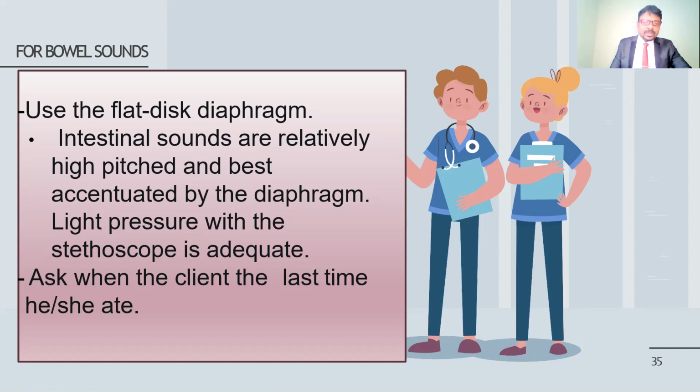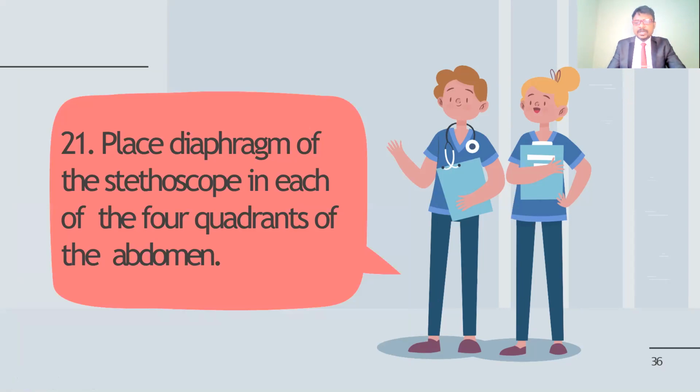Ask the client when he or she last ate food. It may alter the bowel movement or bowel sound depending upon the intake of food. That's why we have to know when they had the last meal, snack, or whatever food they had. So we have to know the time difference between the checking time and the last intake. And also place the diaphragm of the stethoscope in each of the four quadrants of the abdomen.